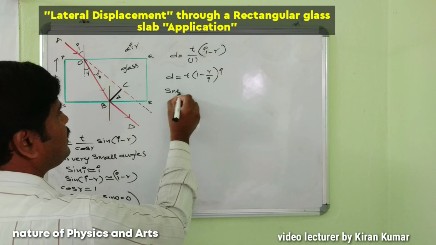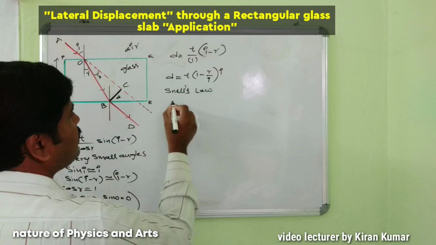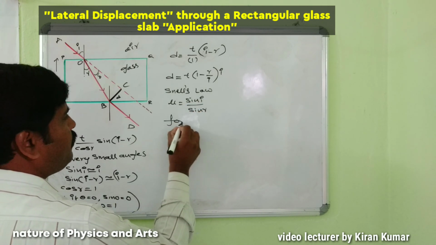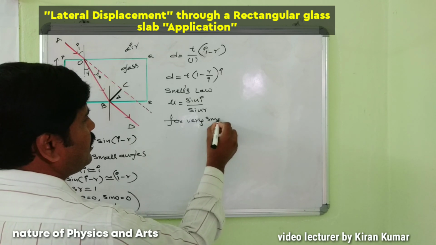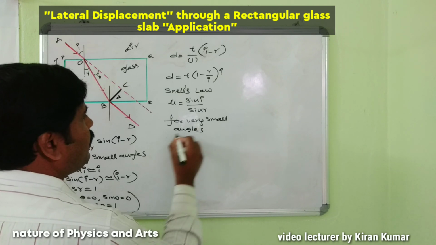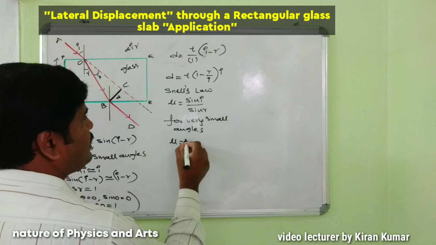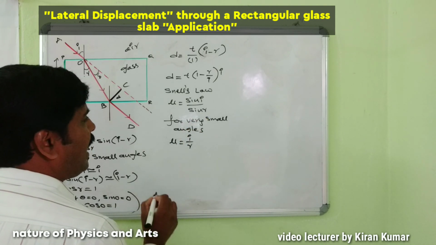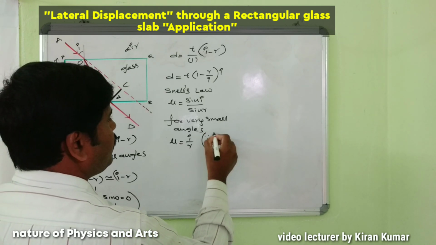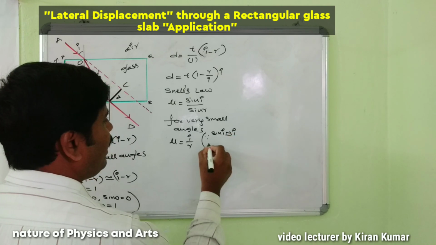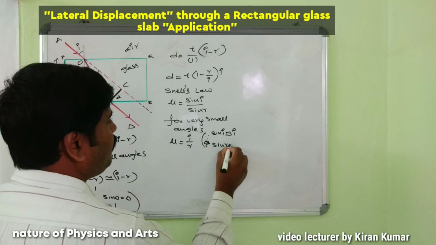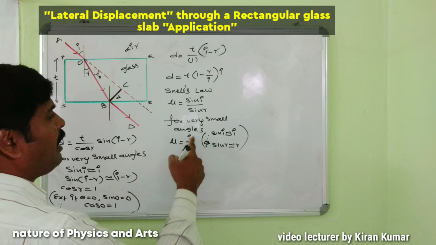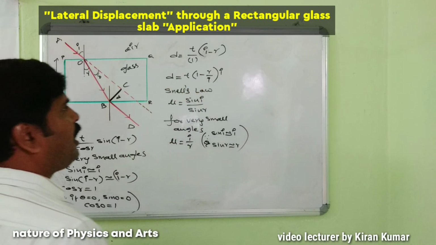Here you know Snell's law. According to Snell's law, mu is equal to sin i by sin r. For very small angles, sin i is written as i and sin r is written as r, since sin i is approximately equal to i and sin r is approximately equal to r. Now we got mu is equal to i by r.